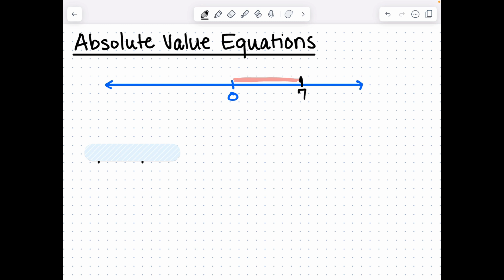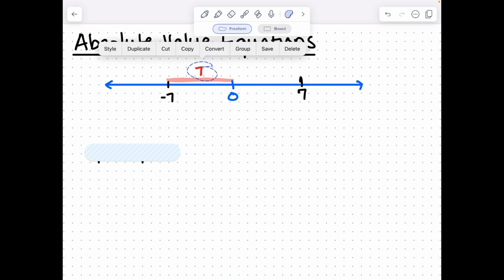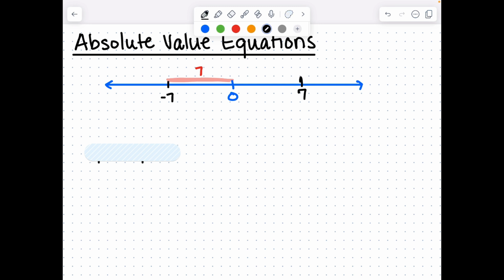So if that's a 7, then the absolute value of 7 is 7 because there's a gap of 7 between 0 and 7. But where this can get a little bit strange is that the distance doesn't matter which direction you're going. If we look at -7, the gap there is still 7 units long. It's just 7 in the negative direction instead of 7 in the positive direction. So we would say the absolute value of -7 equals 7, which is the same as the absolute value of +7. So absolute value equations tend to have two answers, two possibilities.